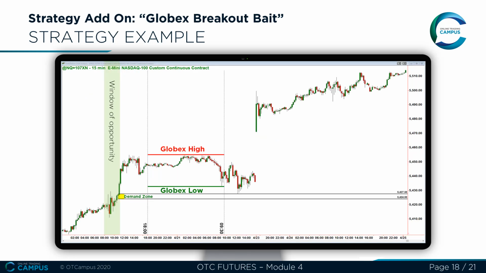Alright, here's a demand zone. So this one would be a bear trap. Here's our GLOBEX high to low. Here price breaks below the GLOBEX low right into a demand zone, off to the left over there, and we have a nice move to the upside. So there's your bear trap. So again, wait for price to trade below the GLOBEX low right into a demand zone that was created in our window of opportunity, and that would set up your bear trap.